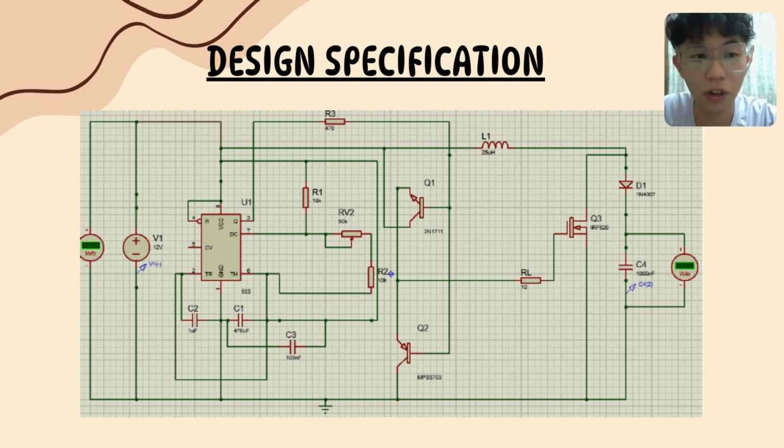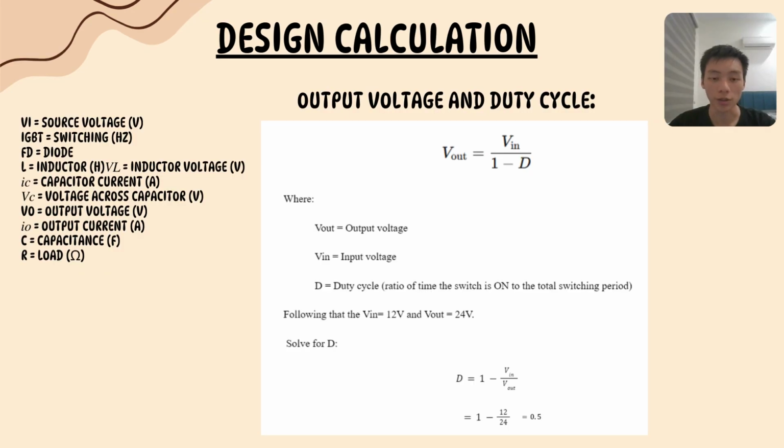The motor of the Arduino controlled automatic curtain system, which needs 12 volts to operate, is meant to be powered by this boost converter. For the design calculation of our project, which is the DC-DC boost converter, as you can see, the formula is V output is equal to V input divided by 1 minus duty cycle. For our project, we set the voltage input to 12 volts and the voltage output to 24 volts. By using this formula, we can find that our duty cycle is 0.5.